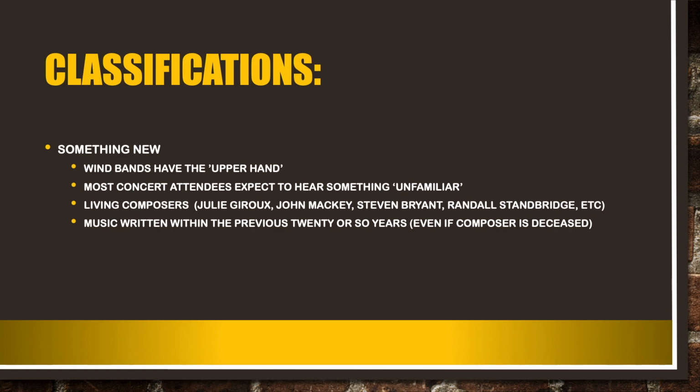Another way to look at this: with the old category, we said a generalization could be music written 20 plus years ago. With the new category, our generalization is music written within the previous 20 years or so, even if the composer is deceased. We spoke of David Maslanka. His most recent work before his passing was his 10th Symphony, and although that was only written a couple of years ago, we wouldn't consider that old just because the composer has passed. So again, these are generalized ideas, but most often old music will fall in 20 plus years ago, and new music falls within the most recent 20 years.